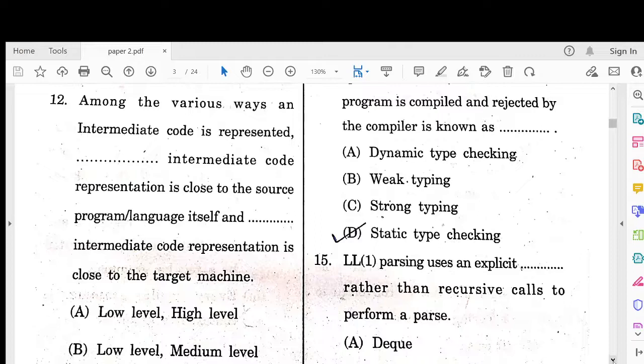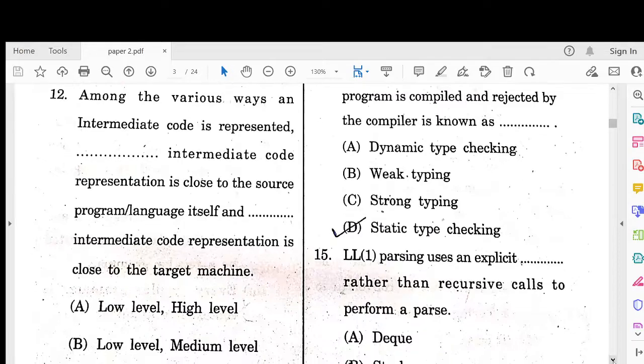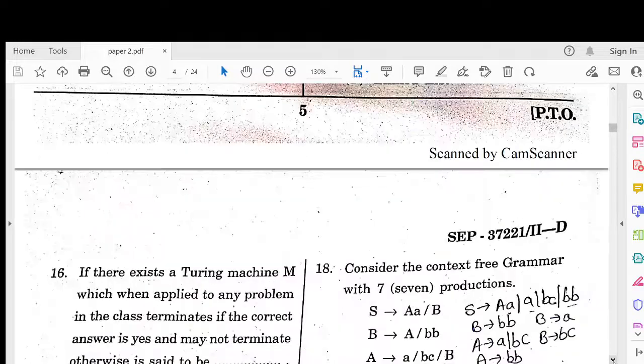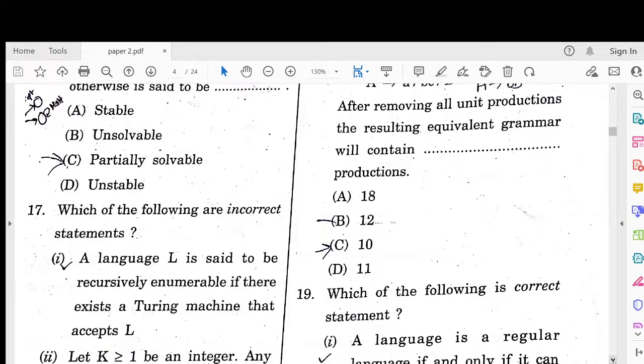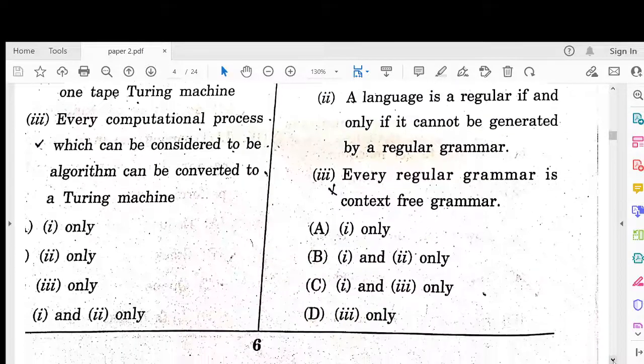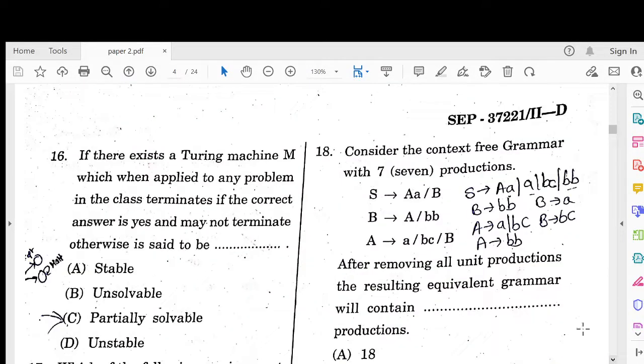Question number 15. LL1 parsing uses an explicit stack. Option B. Question number 16. The answer is option C, partially solvable. Question number 17. Answer is B, 2 only. Then question number 18.